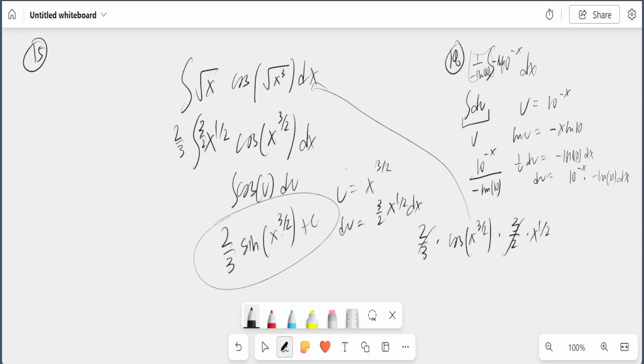Okay, that should be it. Were you guys able to get the bottom one? 27. Oh yeah. It's e to the x times, wait, what is it? E to the x times e to the x. So it's e to the u du.